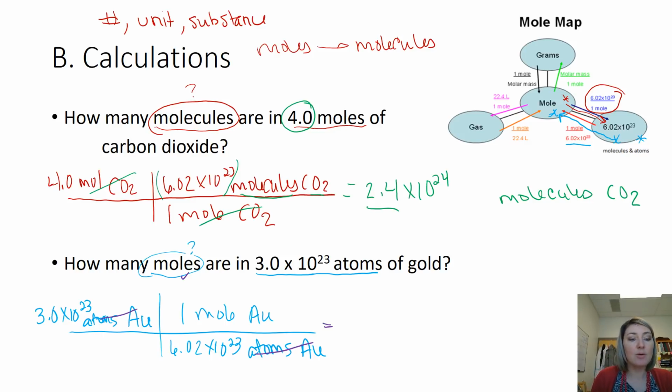So now we are going to plug in 3.0 times 10 to the 23. Make sure you use those parentheses, times 1, and then divide it by Avogadro's number, 6.02 times 10 to the 23rd. And the answer you should get, rounded to 2 sig figs because we're using the multiplication and division rule, is going to be 0.50, this is a significant 0, moles of gold.